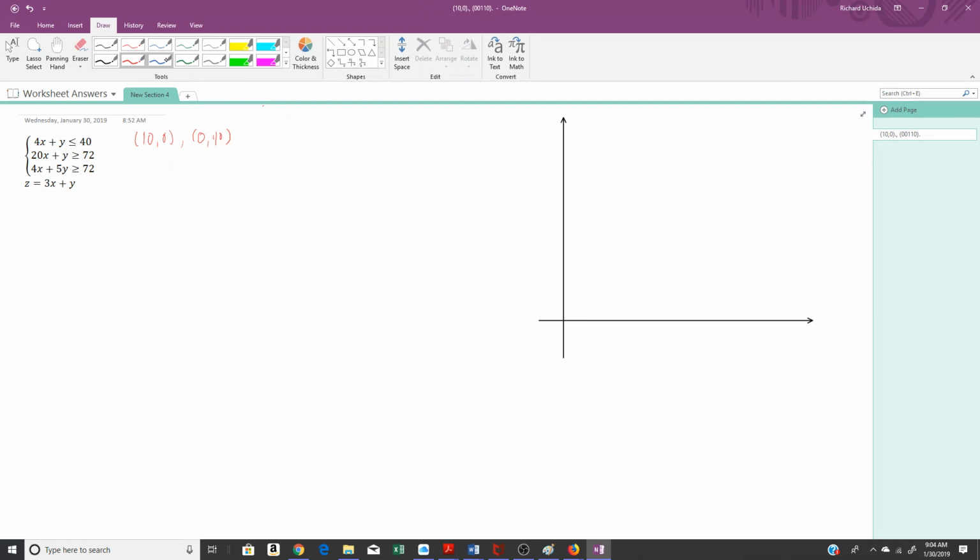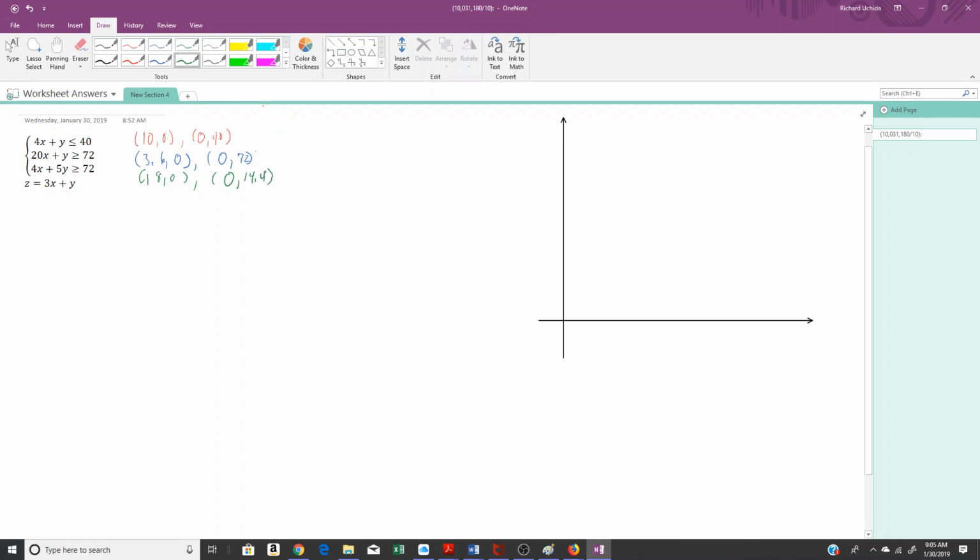And then, doing the same thing for the next line, I would have the point 72 over 20, which would be 3.6, and I would have the point (0, 72). And then, looking at the third line, if I let y be 0 and solve for x, I would have the point (18, 0). And if I let x be 0 and solve for y, I'd have the point (0, 72 over 5), which would be 14.4.